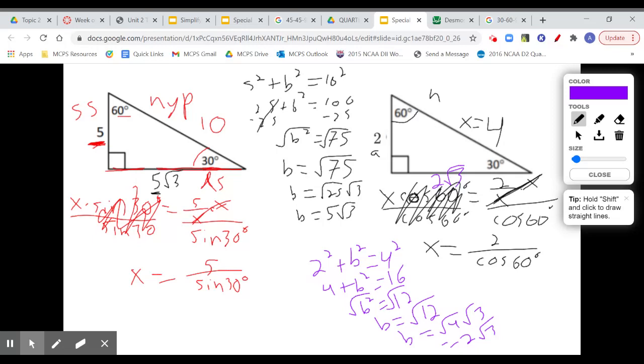And you notice once again, that long side, the side across from 60 degrees, is once again root 3 times the short side. And the hypotenuse is once again twice the length of that short side. So these relationships are holding up, as we expected they should.